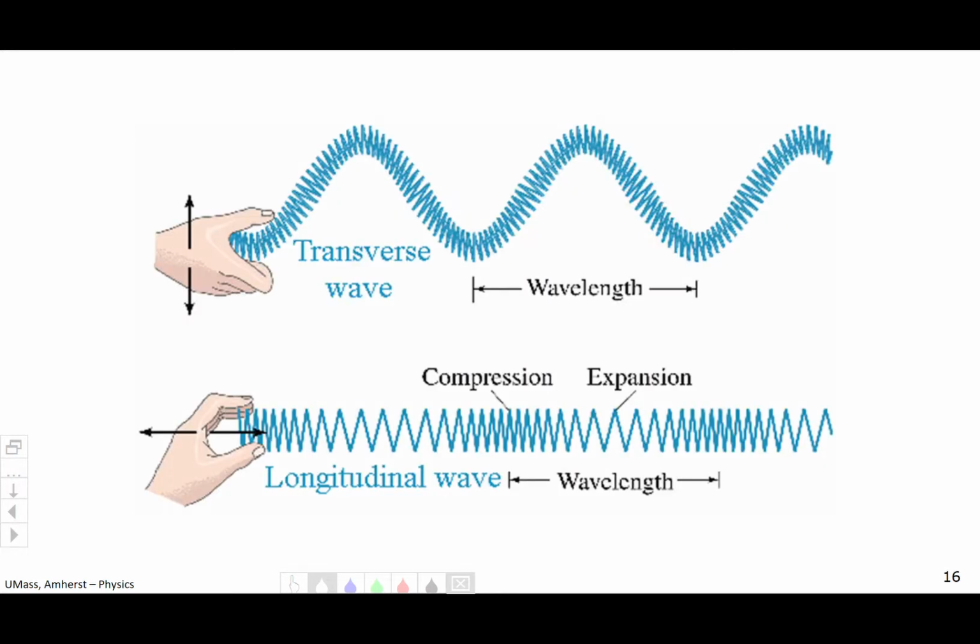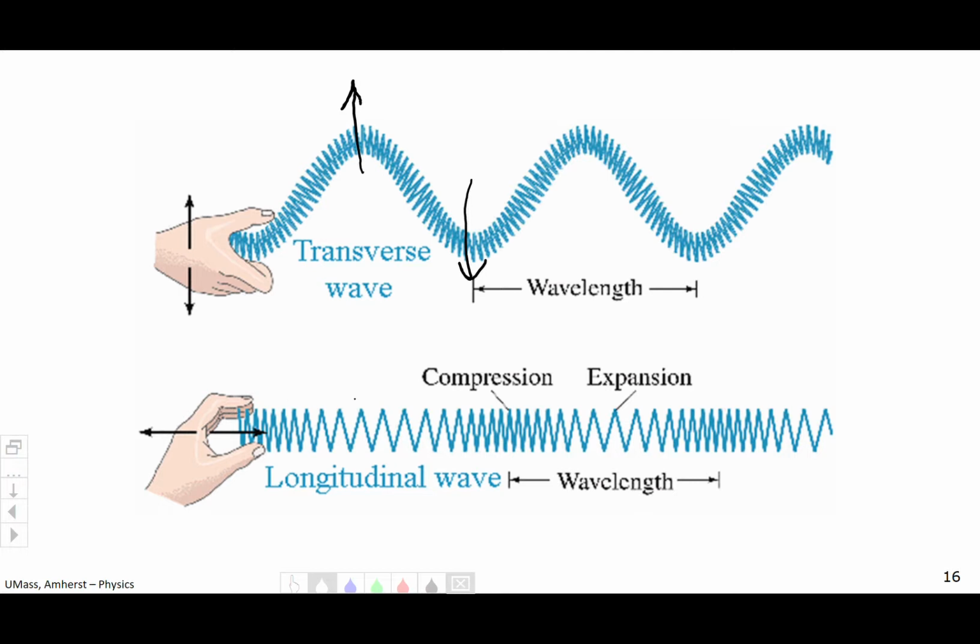So a good example of this is with a slinky. With a slinky, you can create a transverse wave where you can picture the coils moving in an upwards and then a downwards direction. So these pulses are moving up and down.